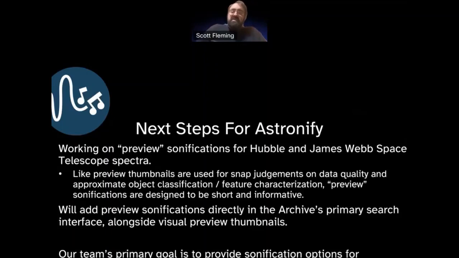So what's next for Astronify? Our software is open source. It is in version 1.0, and it does support space telescopes like Kepler and TESS. Our next big step we're working on is to create what we call preview sonifications for spectra coming from the Hubble and James Webb Space Telescopes. Similar to preview thumbnails that are often used on websites to give snap judgments of, hey, is this data quality good or bad? Or if you have a little bit of knowledge about the types of data you're looking at, you can usually get a sense of what type of object this is by doing a quick visual inspection of the plot.